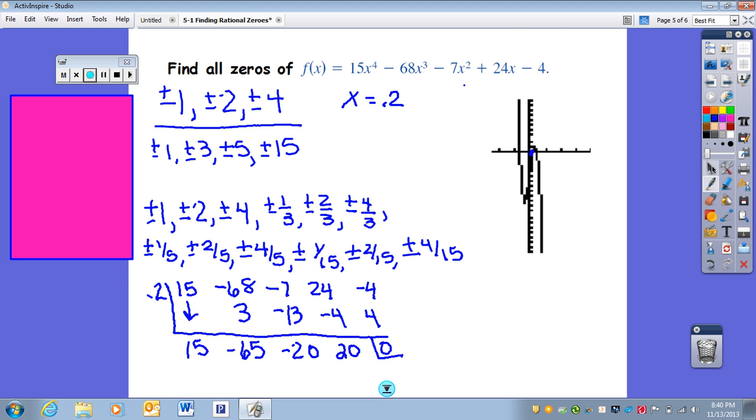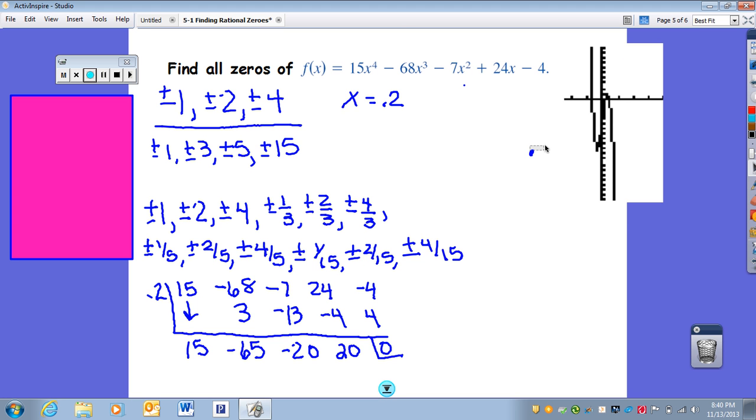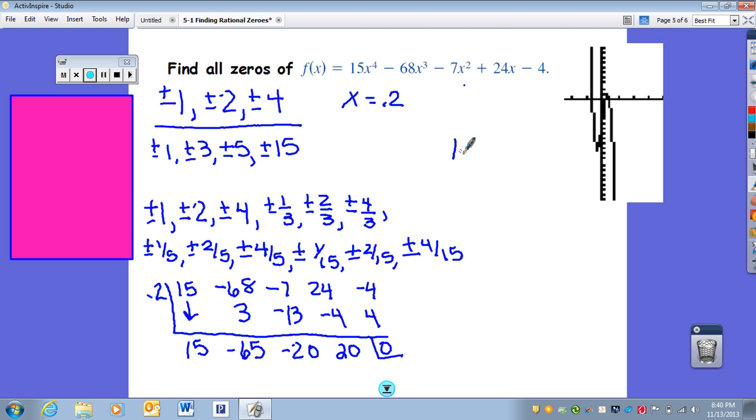Now if we take a look at another solution, take a look at our remaining polynomial after we've had our synthetic division. We have 15x cubed minus 65x squared minus 20x plus 20. And we set that equal to 0. So we need another solution to test.